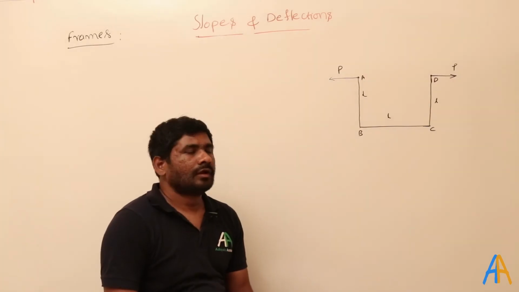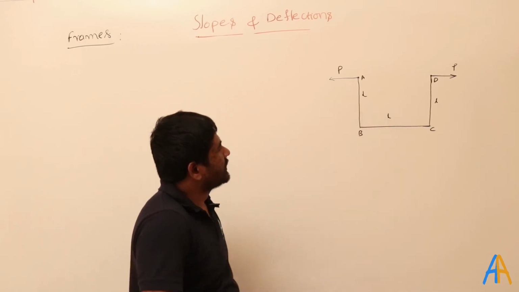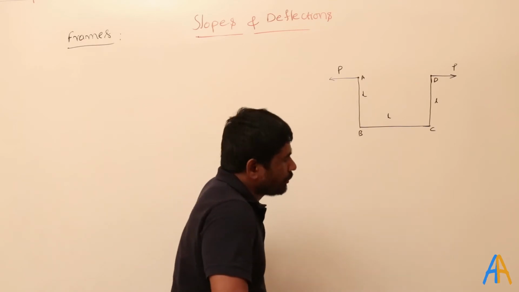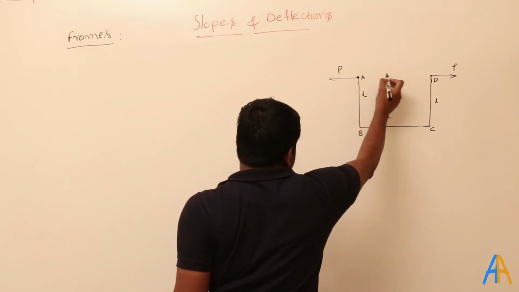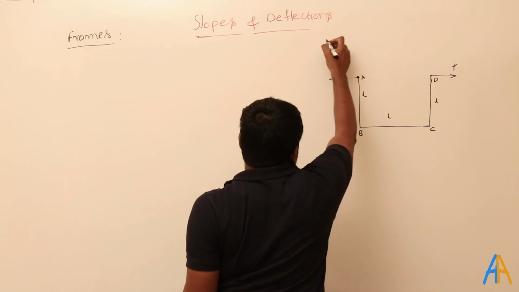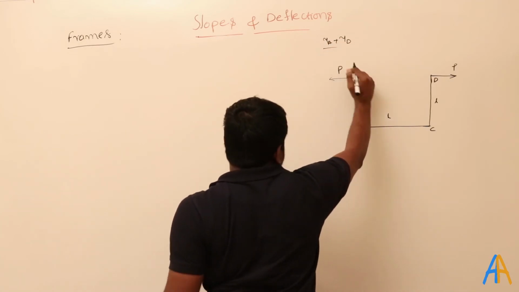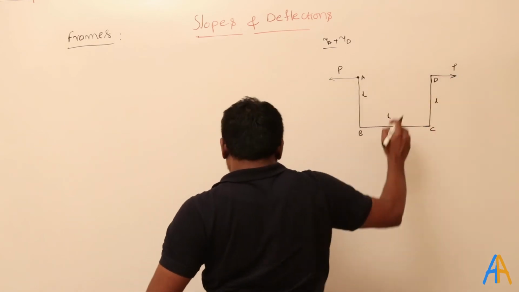Okay, and if the frame is like this, then how to find out the total amount of deflection that happened at A and then D, the total amount of YA plus YD, how much it deformed in this direction.